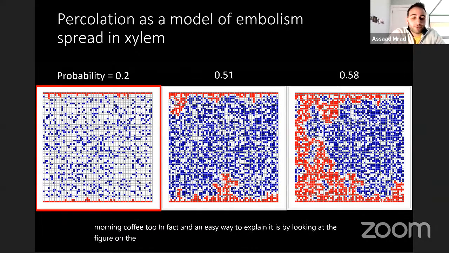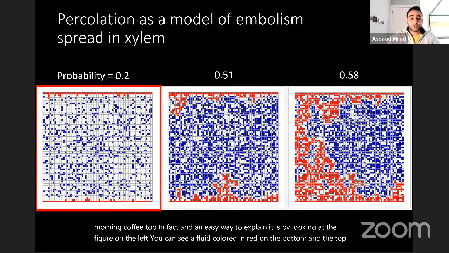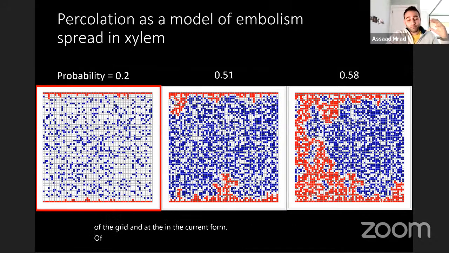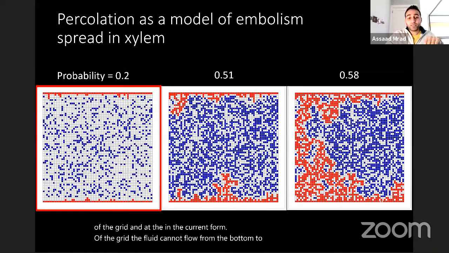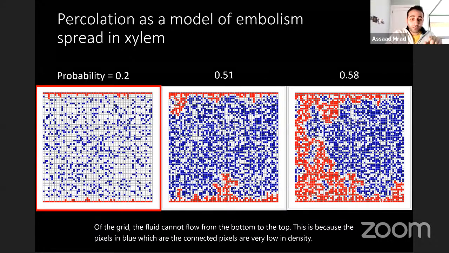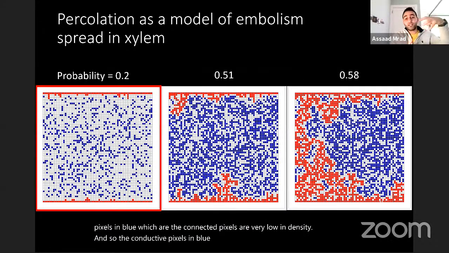You can see a fluid colored in red on the bottom and the top of the grid. And in the current form of the grid, the fluid cannot flow from the bottom to the top. This is because the pixels in blue, which are the connected pixels, are very low in density. And so the conductive pixels in blue don't form a conductive cluster.